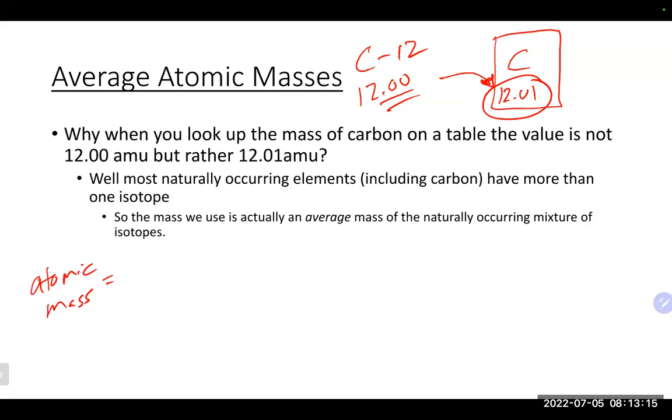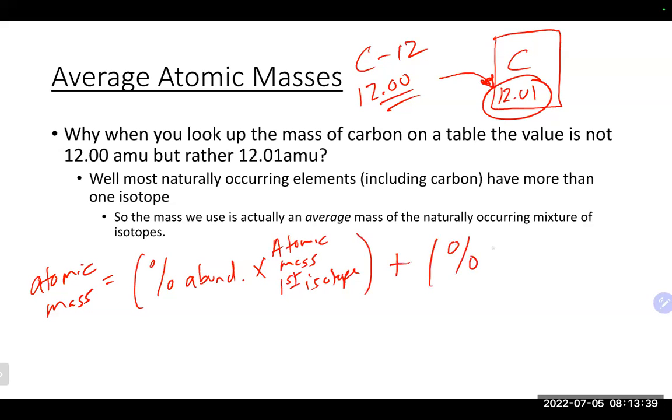Basically, we could take the percent abundance, our relative abundance, that's basically the percentage at which a particular isotope occurs, times the atomic mass of the first isotope, then added to the percentage times the atomic mass of the second isotope. And depending on how many isotopes you have, you just continue that pattern. Obviously, if you get 100%, then that should be all the naturally occurring isotopes that are present. If you don't have all the percentages given to you, you could assume 100% and figure out the missing percentage.